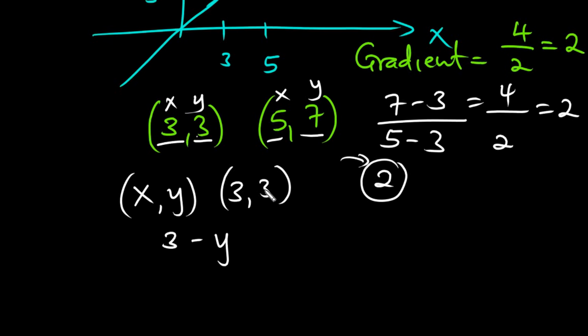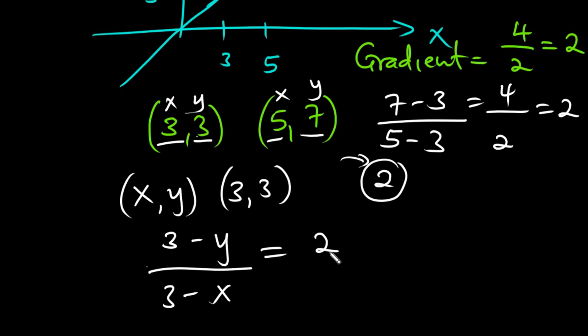As we said, we subtract y from 3 or 3 from y, whichever you like, as long as if you subtract y from 3, then when you go to the change in x, you should subtract x from 3. Don't interchange them, okay? If you stick to 3 minus y, for the change in x, also let it be 3 minus x. And then we equate it to the gradient, which is 2.